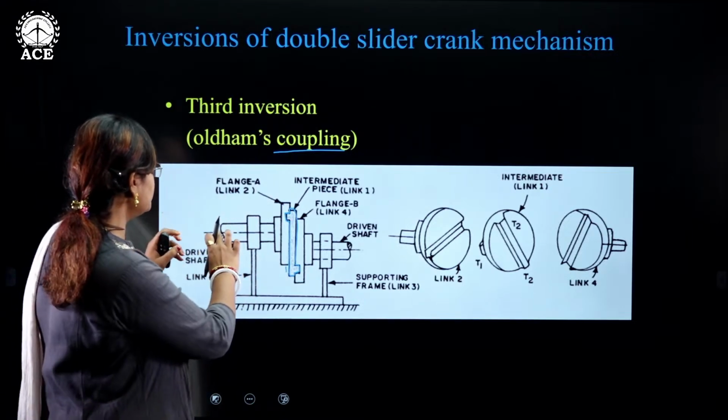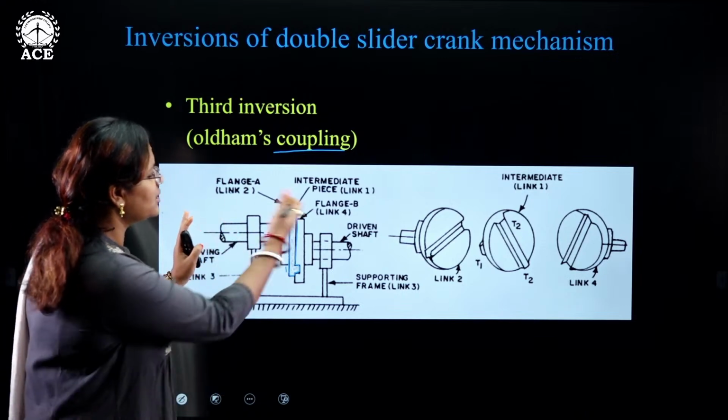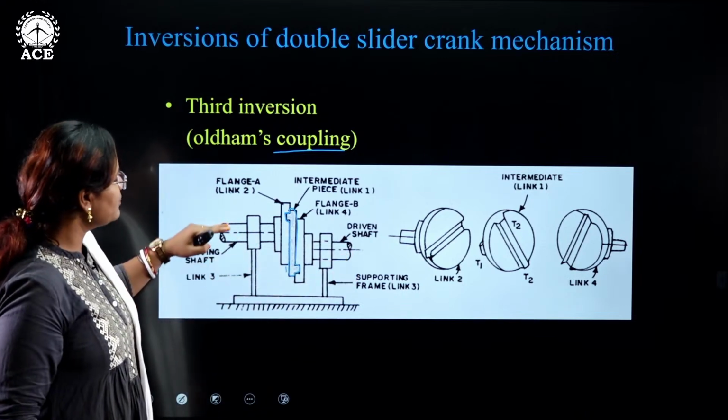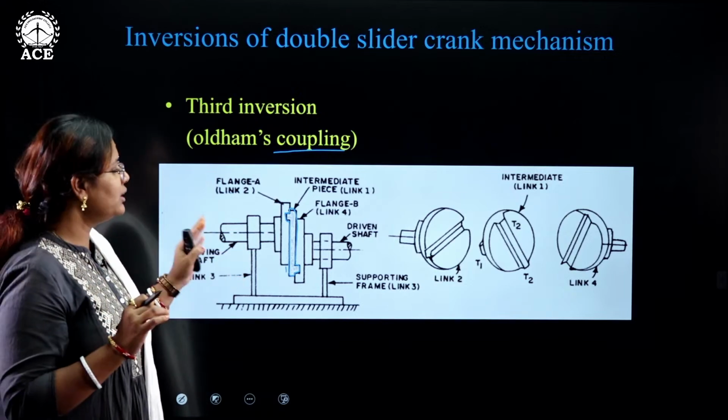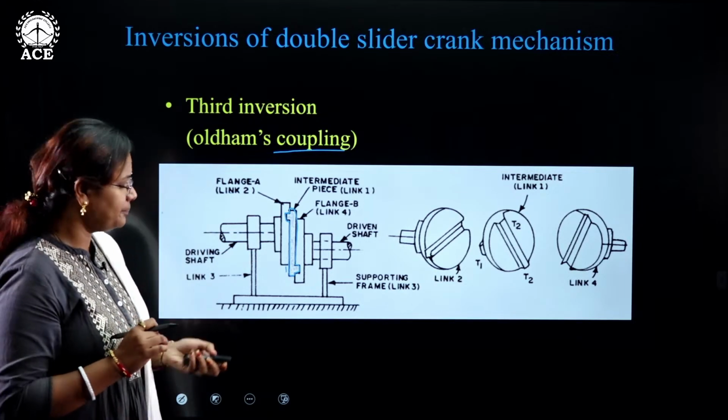So, the distance between two shafts: this is the driving shaft, this is the driven shaft. The two shafts have different parallel axes. The axial difference between them should be short. Only then can the application of this be seen.